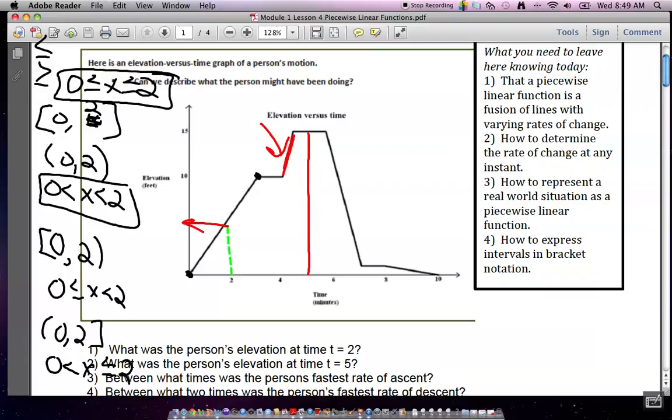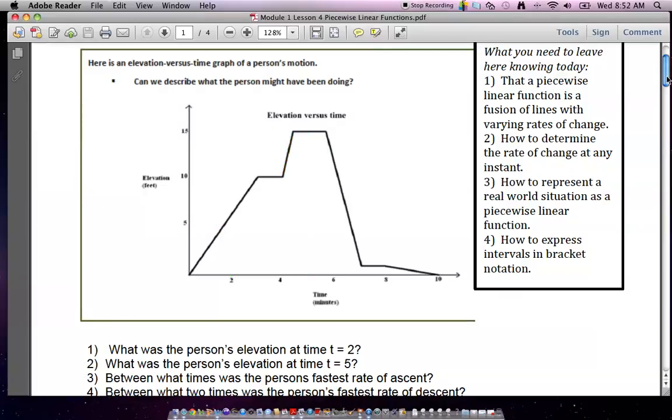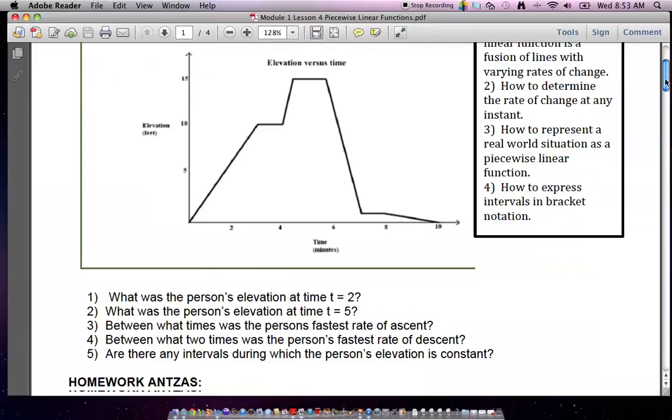Okay? And we will do a ton more of those, but that's the introduction. The bottom line is, if you see a bracket, you're allowed to equal it. If you see a parenthesis, you are not allowed to equal it. Okay? All right. So, I think that's most of what we're going to talk about today, is the intervals.